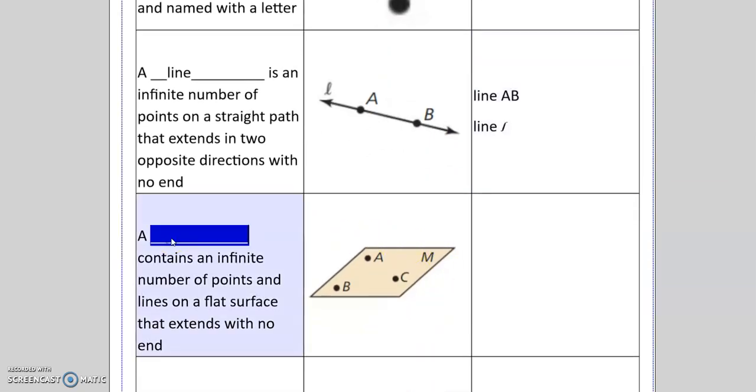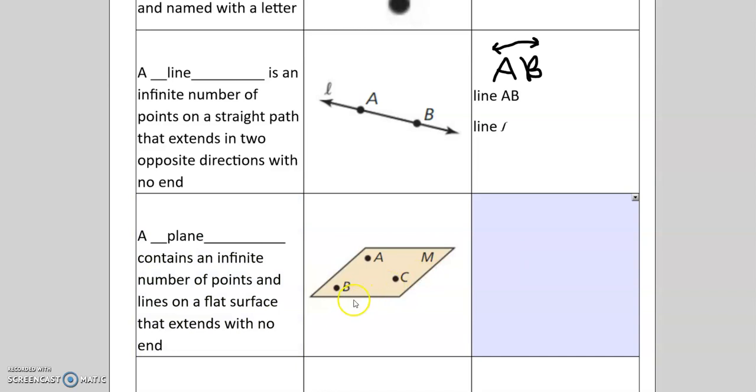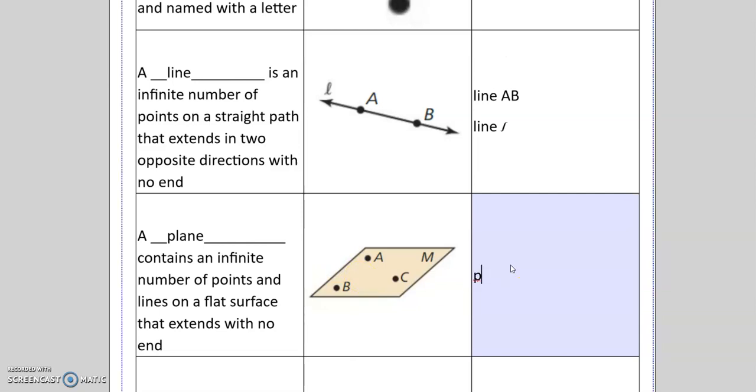Another vocab word, it is a plane, okay? A plane contains an infinite number of points and lines on a flat surface, okay? That goes on forever in all the directions. Another way that we can write that we're talking about a plane is at least 3 points on the plane. So I could say plane ABC, and you know I'm talking about this flat surface right here. Again, there might be a letter that isn't associated with a point. Notice this M is just hanging out.